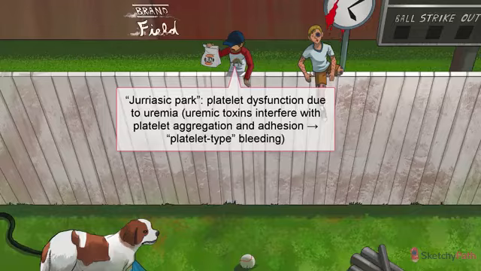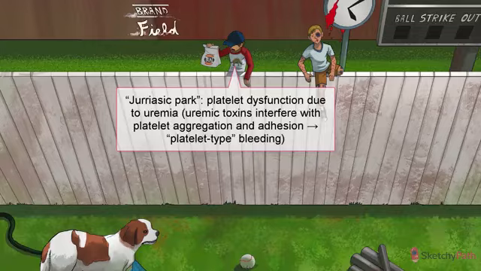Uremia is one of the classic causes of platelet dysfunction, especially in the hospital, where many patients often have significant kidney injury. All of those uremic toxins that accumulate in the circulation mess with platelet aggregation and adhesion, two critical steps in the process of forming an early clot.